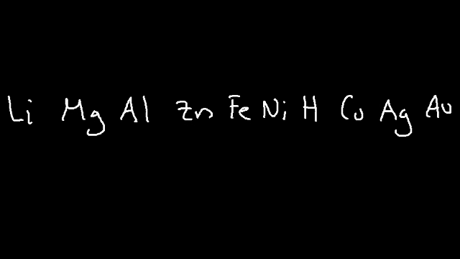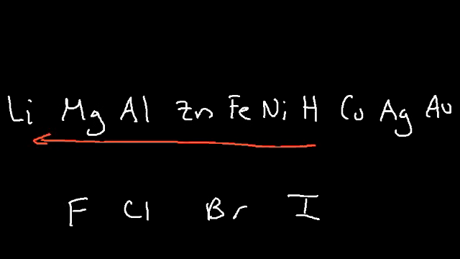Now, before we jump into single replacement reactions, you need to be familiar with the activity series. So in the activity series, alkali metals like lithium are very reactive, and then you have alkaline earth metals like magnesium, then aluminum, and then zinc, Fe, nickel, hydrogen, copper, silver, and gold. So the reactivity increases as you go this way for the metals. For the nonmetals, you have fluorine, chlorine, bromine, and iodine. Fluorine is the most reactive nonmetal.